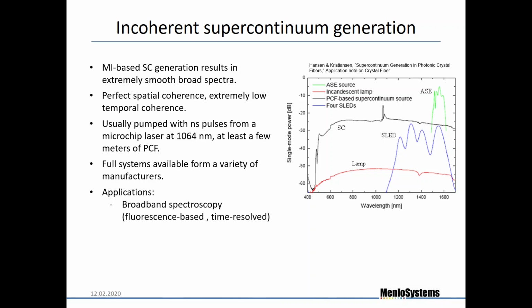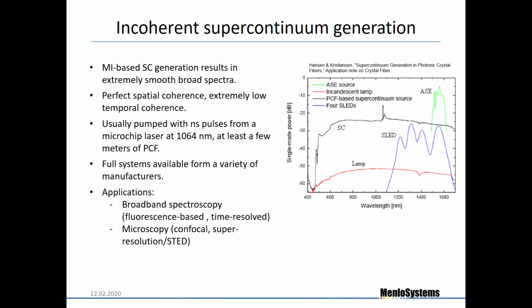For example, this is a perfect source for broadband spectroscopy. When you want to send this through an absorption cell and do spectroscopy afterwards, either in transmission or you look at the photoluminescence, the fluorescence, or you do time-resolved measurements, this is a perfect source. It can also be used for microscopy, or mostly for confocal microscopy.